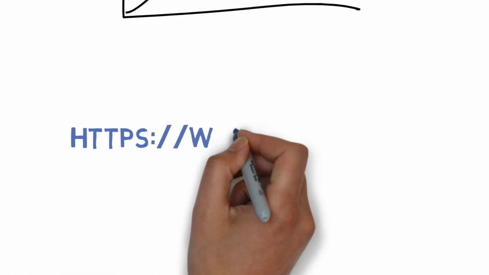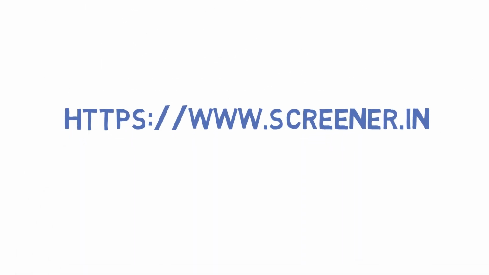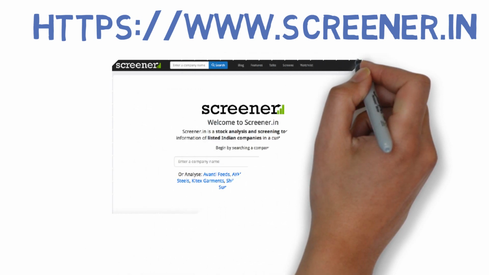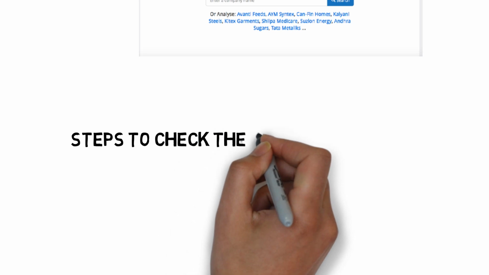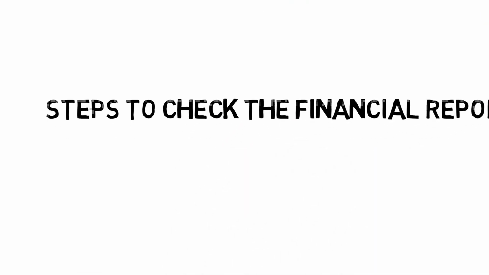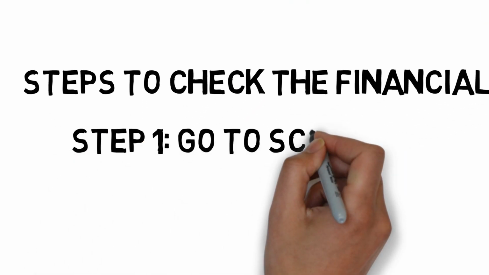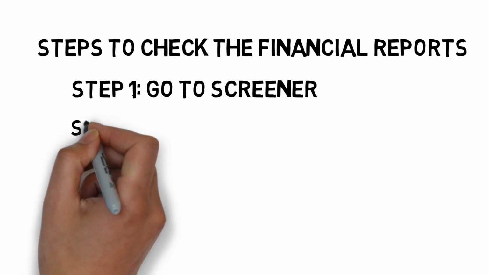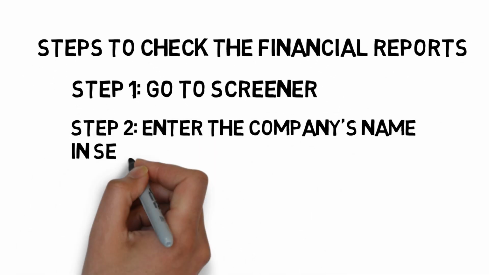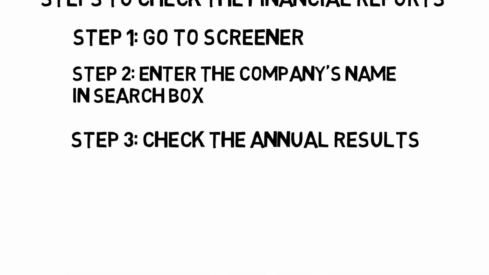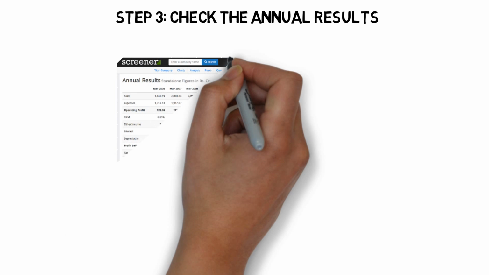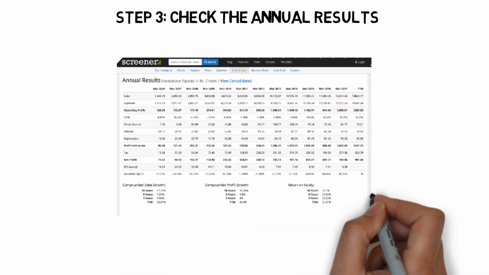The best website to check the financial statements of a company that I most frequently use is Screener. Here are the few steps to check the financial reports of a company. Step 1. Go to Screener. Step 2. Enter the company's name in the search box. Step 3. Check the annual results. You need to study the financials of a company carefully to select a good value or growth stock before investing.